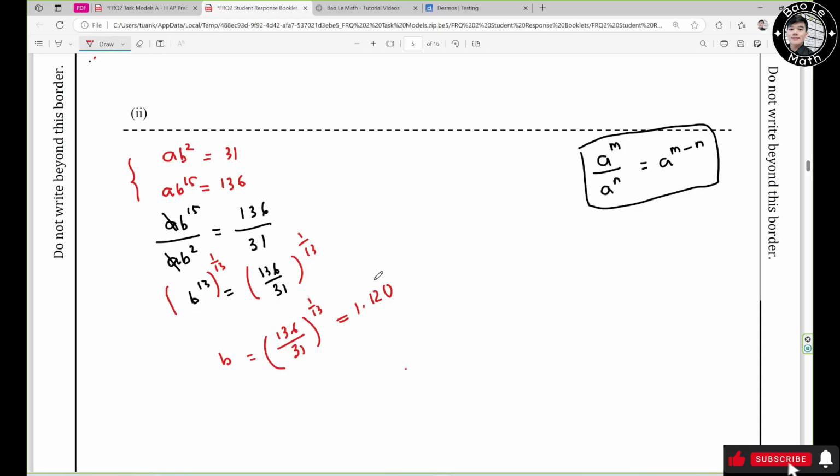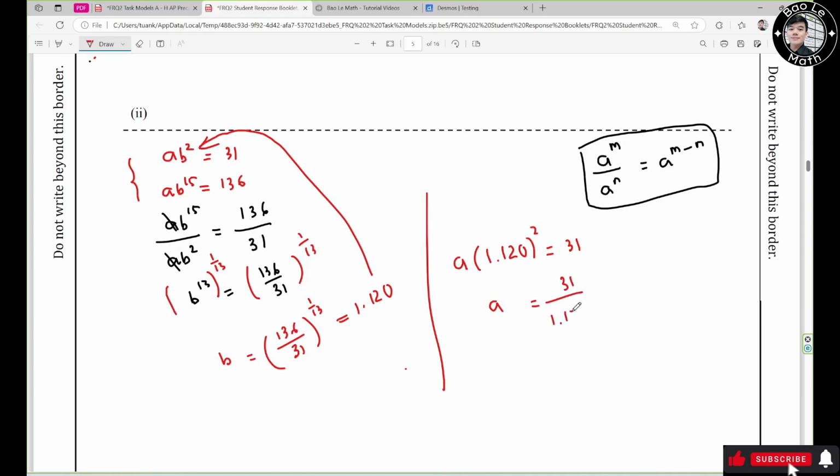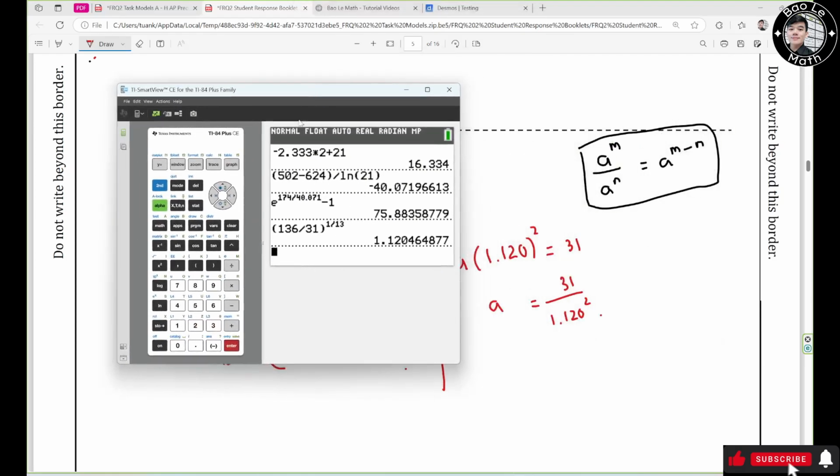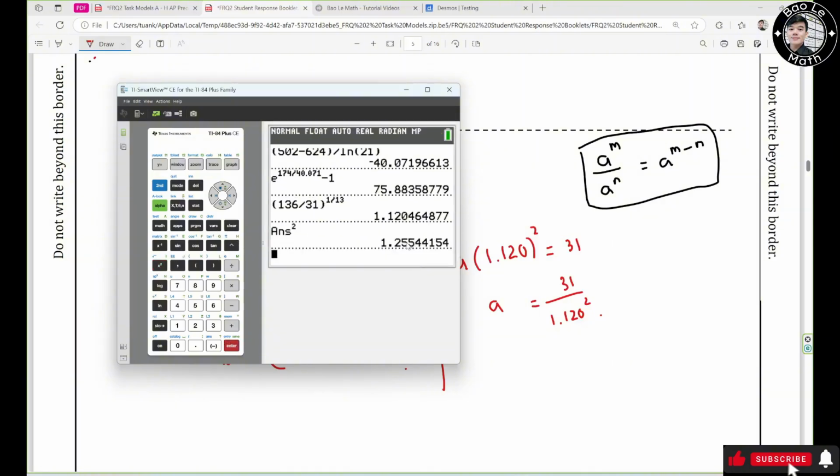Now I substitute 1.120 back over here, right? So I have a times 1.120 squared equals 31. So a equals 31 divided by 1.120 squared, right? So I bring up the calculator. So I need to square this one, right? It's going to be right here. So I'm going to take 31 divided by this one, so I have 31 divided by the answer, right? Hit second, this one right here, and hit enter.